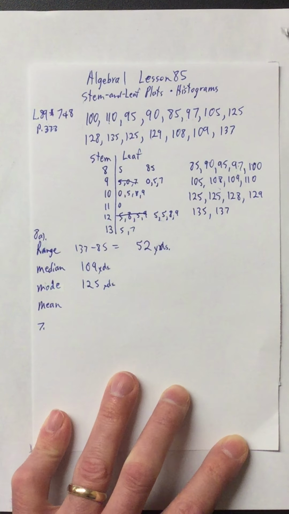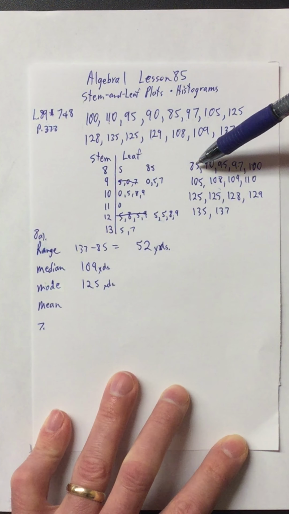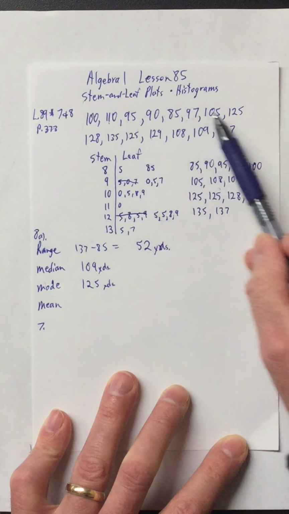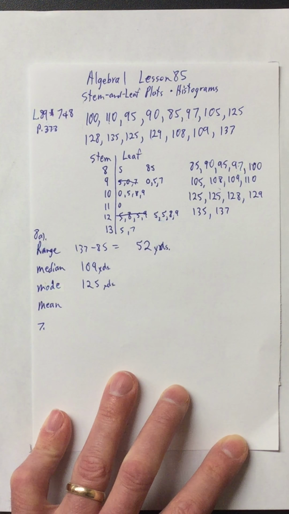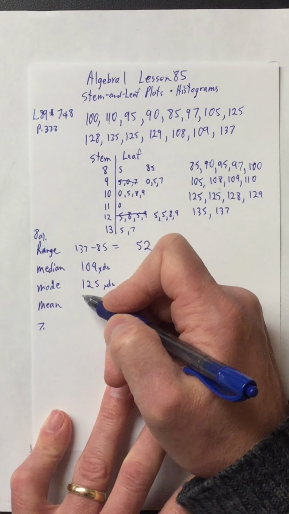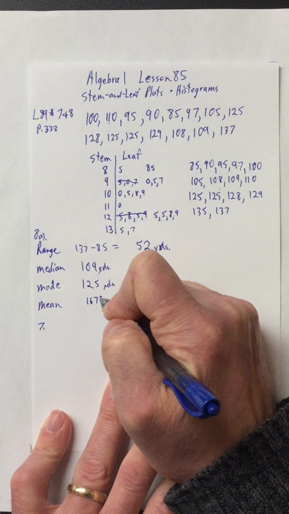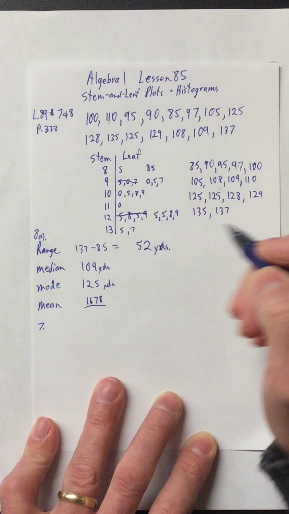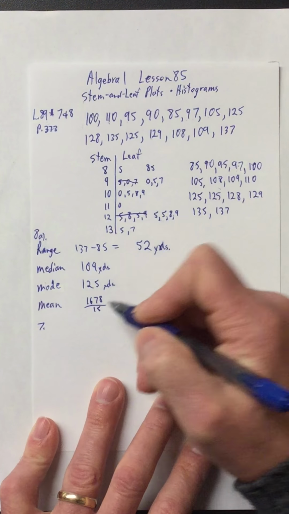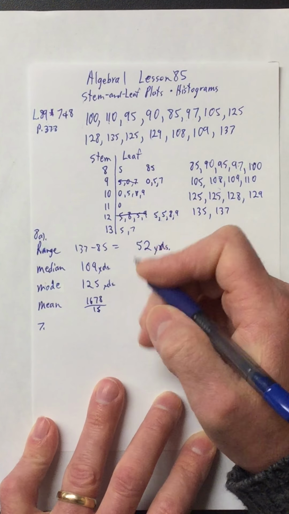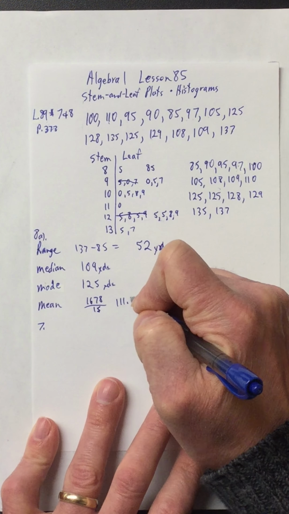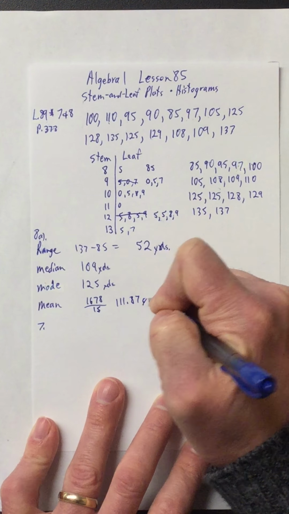Go ahead and grab your calculator and add 85 plus 90 plus 95. For this one, obviously, you don't need the stem and leaf plot. You could just add all the numbers up, and when you do, you should get 1,678, and then you divide that by the total number of inputs, which is 15 different numbers, and we get an average of 111.87 yards.